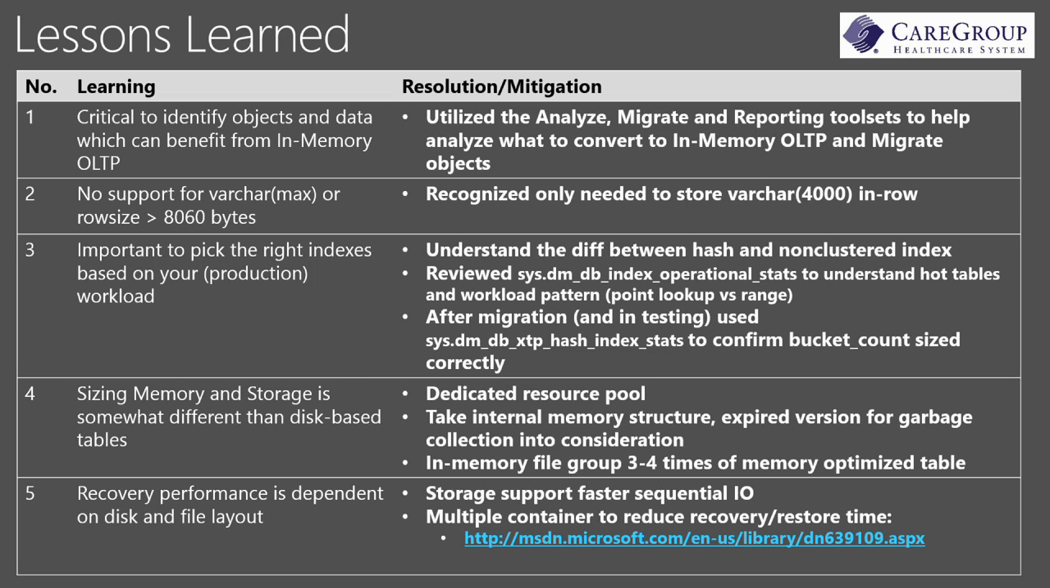It's very important to pick the right indexes based on your production workload. Hash indexes, and querying hash indexes, can perform very differently than typical B-tree indexes. Also, our range indexes, the nonclustered indexes for memory optimized tables, aren't doubly linked lists anymore, so there are some considerations around that. So, understanding the differences between those, they reviewed some DMVs to understand their workload a lot better and pick the correct indexes for their particular workload.